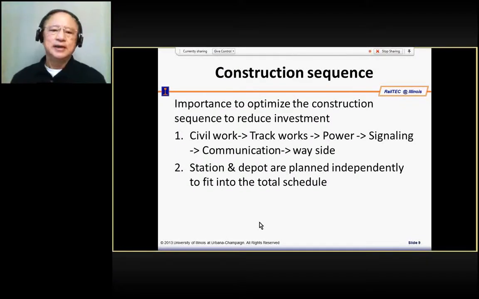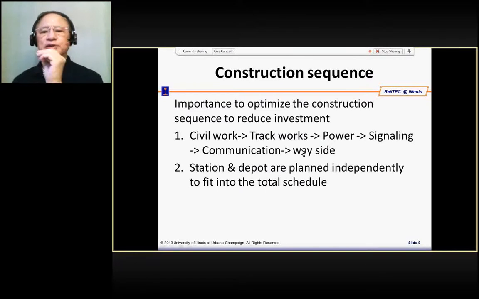So in arranging your construction sequence, you have to start with civil work, track work, power, signal, communication, and wayside. These are the sequences you try to arrange in order to construct your work. Stations and depots can be planned independently to fit into the total schedule.